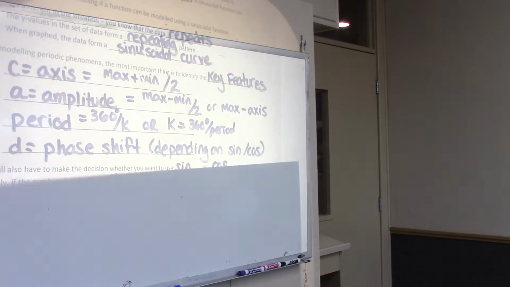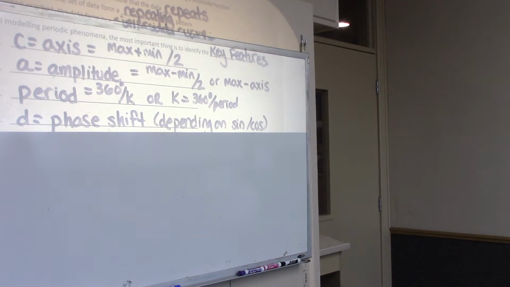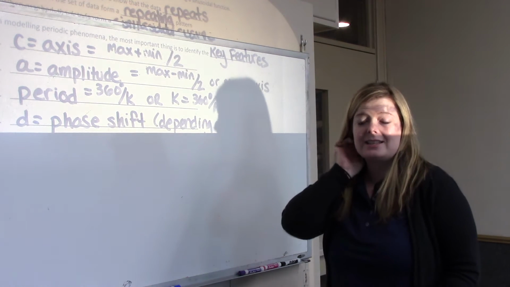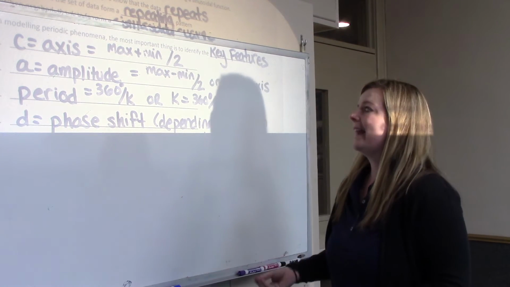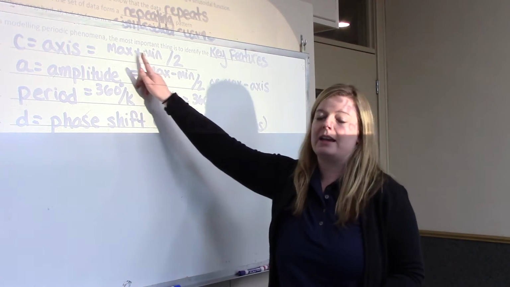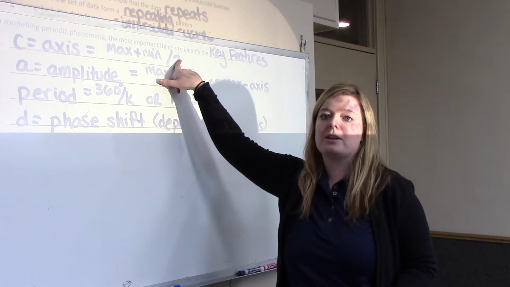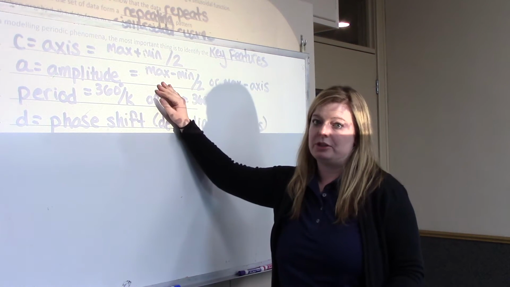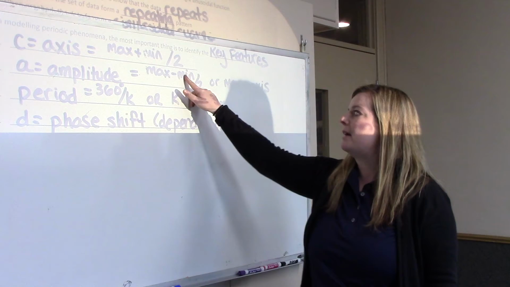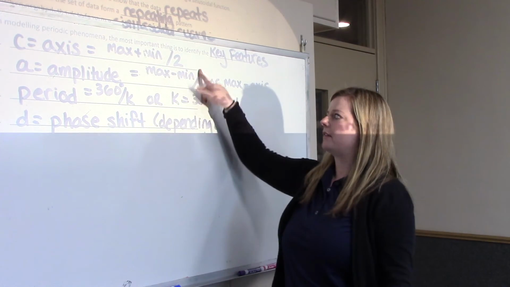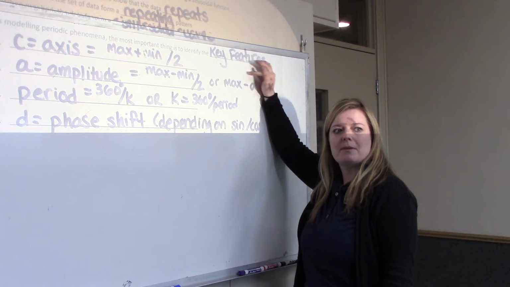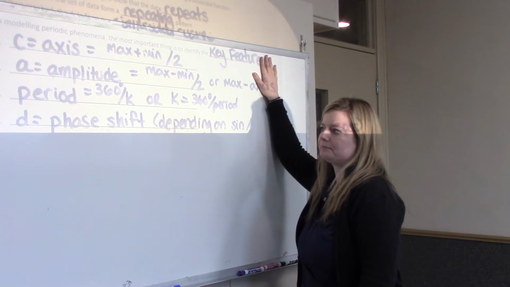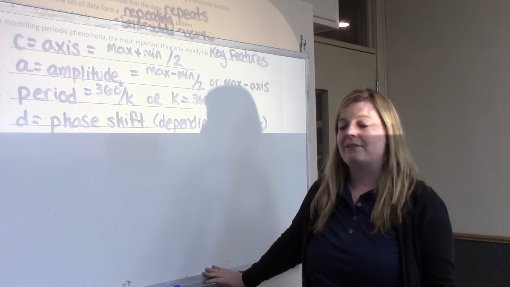When modeling, the most important thing is determining the key features. First, figure out what the axis is. The axis is the c value of the equation, and it comes from taking the max and the min, adding them and dividing by 2. In other words, finding the halfway point between the max and the min. From that can come the amplitude. You can do max minus min, all divided by 2, or you can just take the maximum and subtract the axis, because it's the amount of space between the maximum and the axis. Then you need to find the period or the k value.